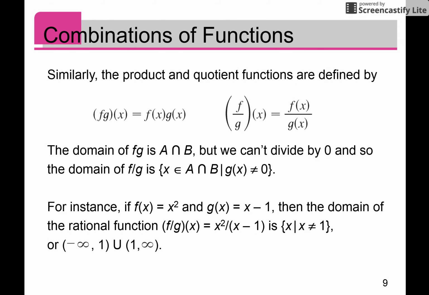Same with division, but we also may have to exclude anything that makes the denominator 0. So if I have x squared and x minus 1, then f divided by g would just be x squared divided by x minus 1. We'd have to exclude x equals 1 from the domain.